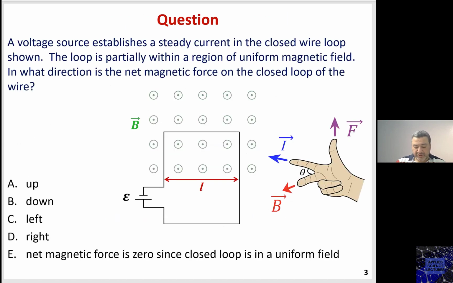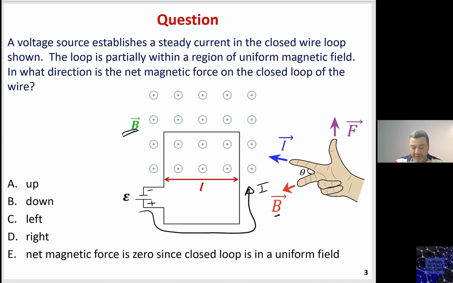Now let's look at this question. In this question, we have the following. A voltage source establishes a steady current in the closed wire loop shown. So in this case, this is the plus and minus, so my current here is flowing in this direction. The loop is partially within a region of uniform magnetic field. So the magnetic field is uniform here. In what direction is the net magnetic force on the closed loop?